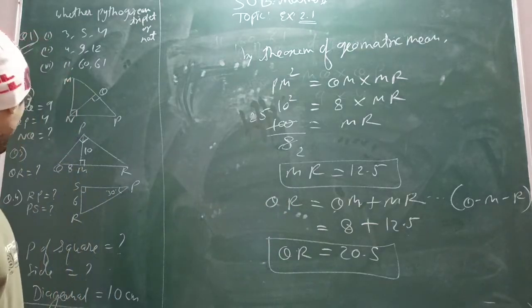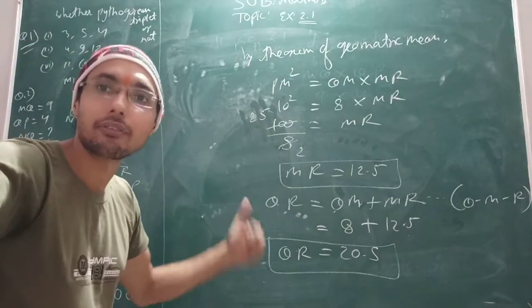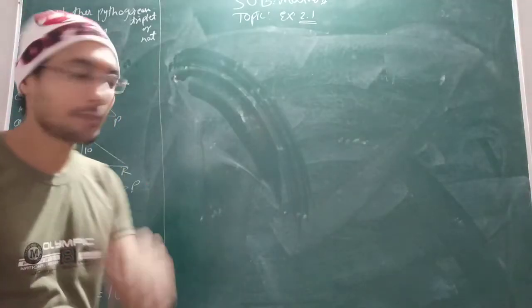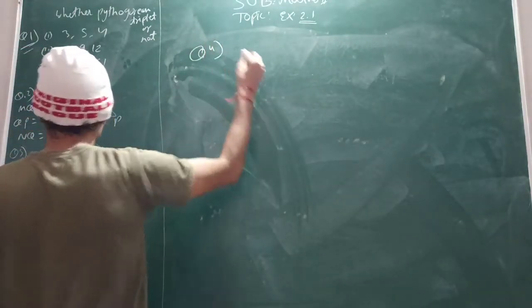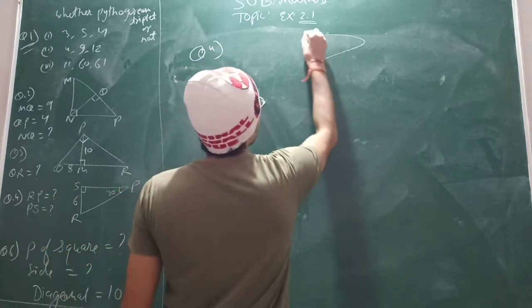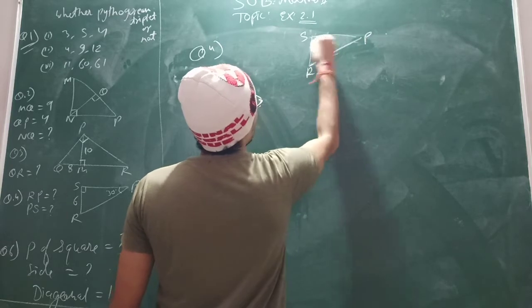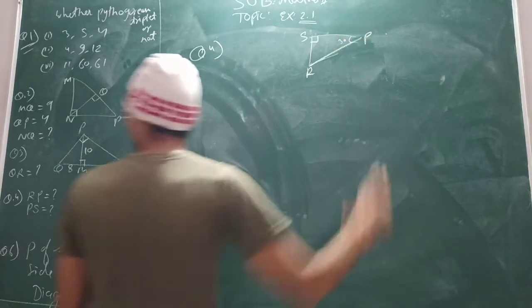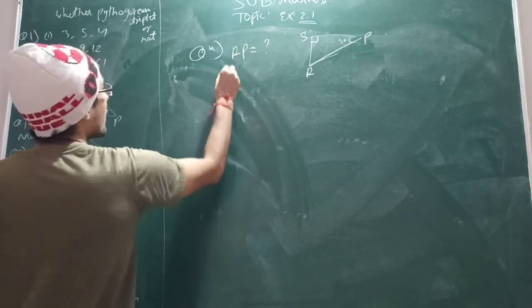Now the fourth sum. Wait a minute, I will update. Next sum, question number 4. The diagram is given, a triangle named S, P and R. And we have to find out RP and PS.